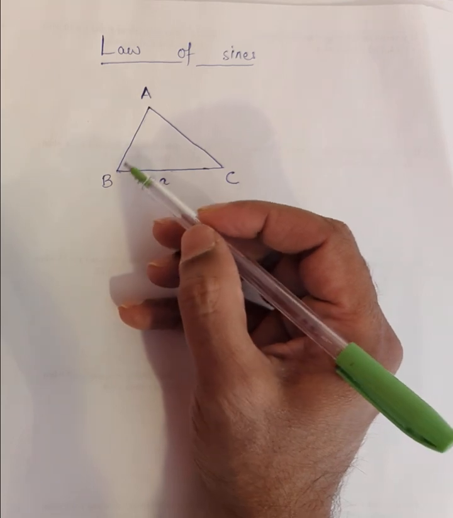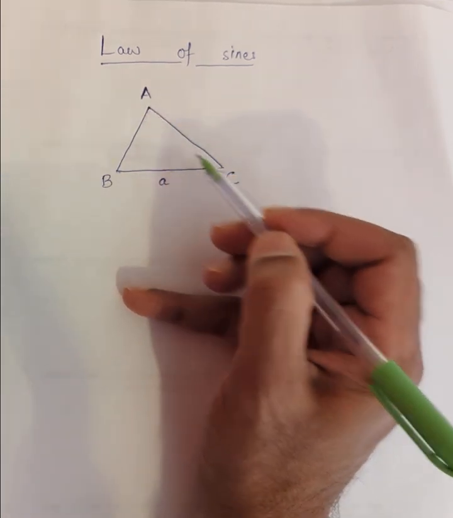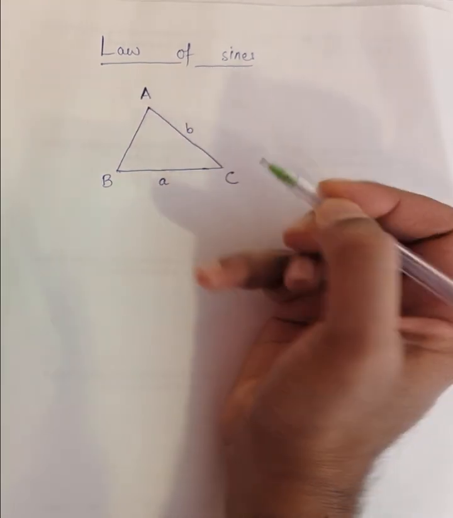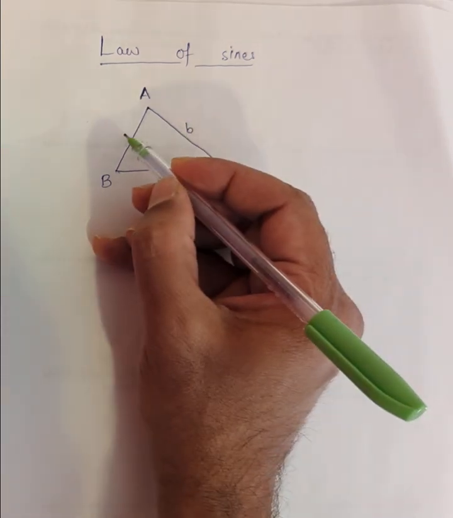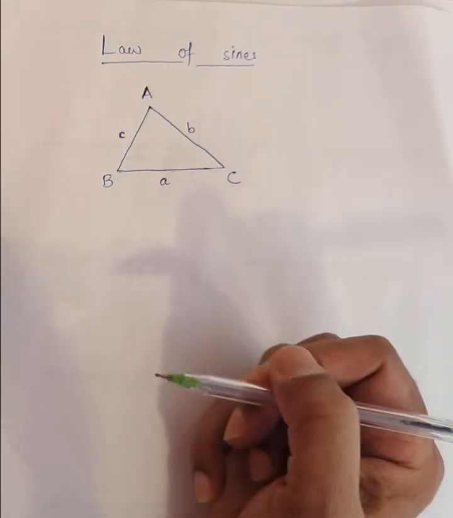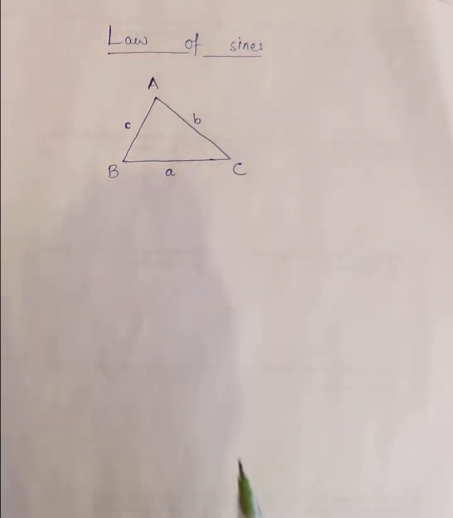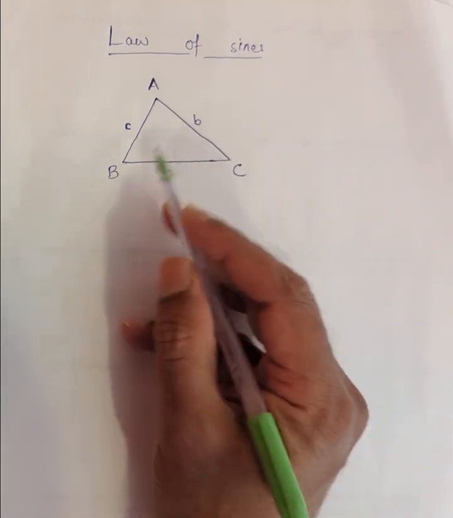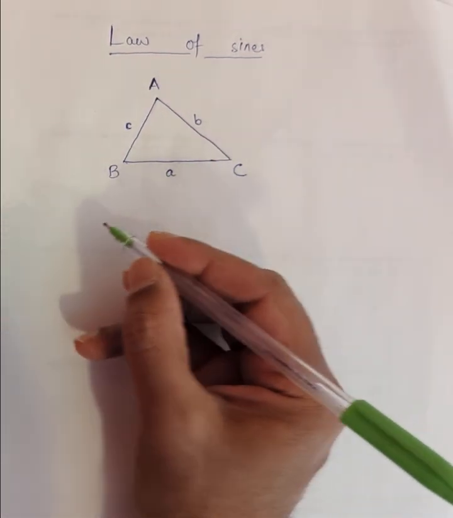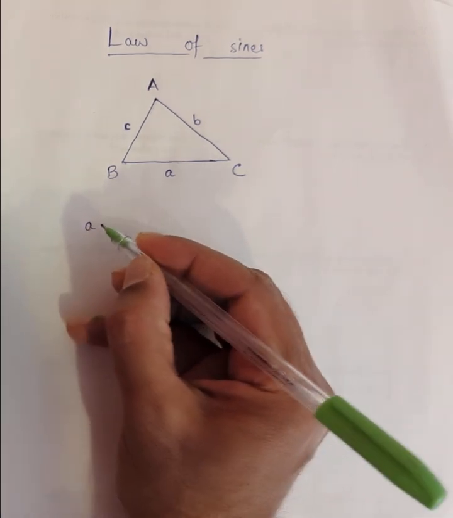And similarly, the side opposite to angle B, which is AC, will be denoted by lowercase b. And AB would then be denoted by lowercase c. And the law of sines says this. a, b, c are sides, so they have units of say inches or something. And law of sines tells me this.